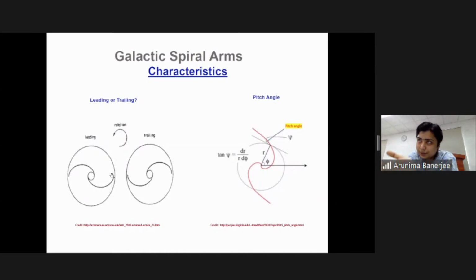When the curvature of the spiral arm is in the direction of the rotation of the galaxy, it is called a leading spiral arm. So the left one is a leading spiral. This one, on the other hand, has its sense of curvature opposite to the sense of rotation of the galaxy, right? It is called a trailing spiral arm.